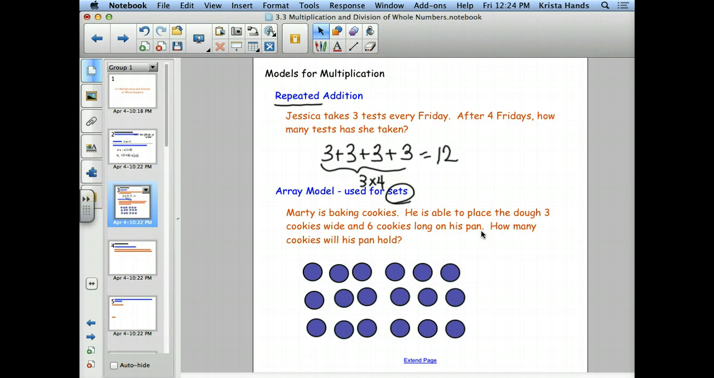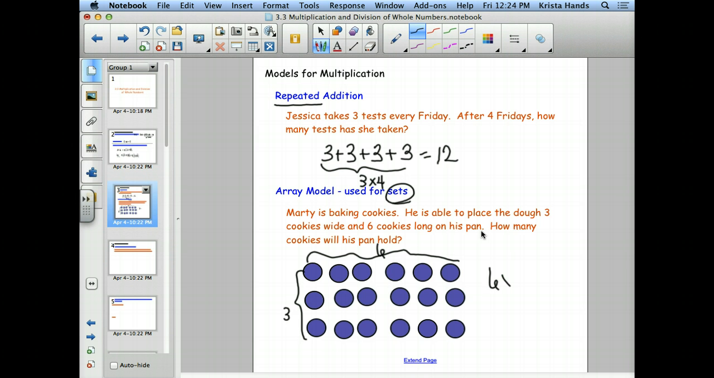Alright, so there's my array. It's not perfect, but you get the idea. And this is still the same kind of a multiplication problem, right? I've got 6 times 3. And how many is that? 18 cookies.